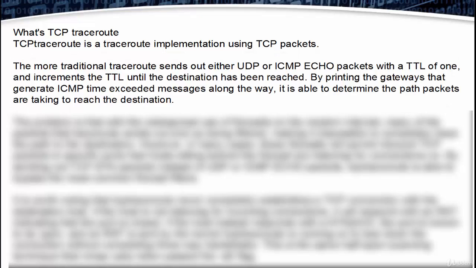The more traditional traceroute sends out either UDP or ICMP echo packets with a TTL of 1 and increments the TTL until the destination has been reached. By printing the gateways that generate ICMP time exceeded messages along the way, it is able to determine the path packets are taking to reach the destination.